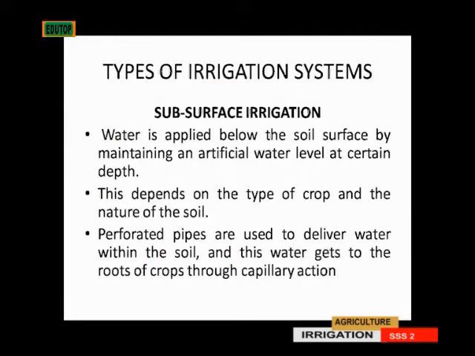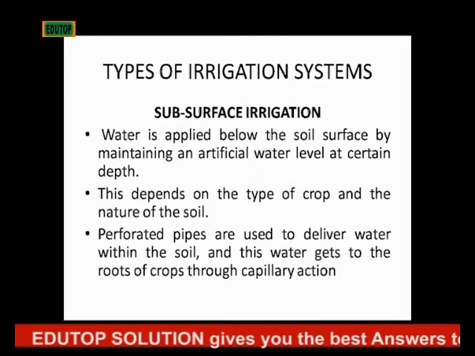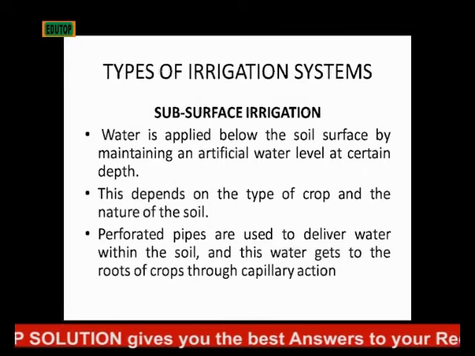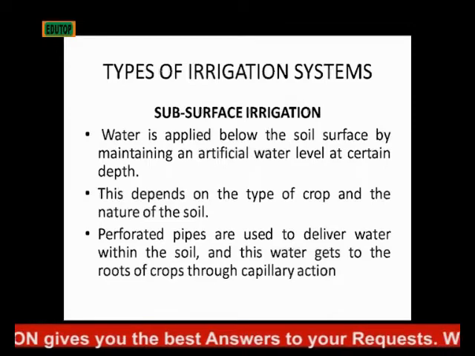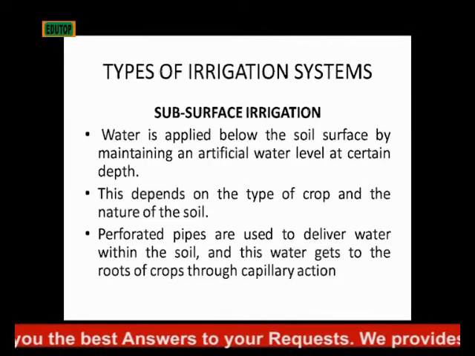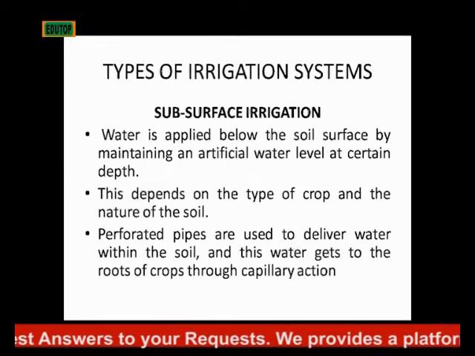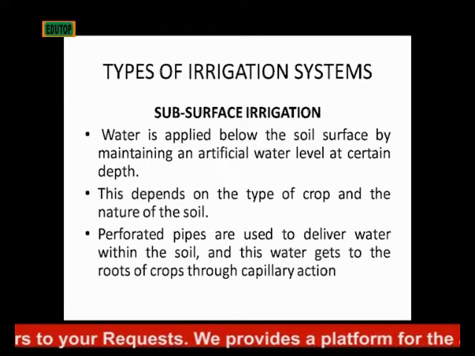Now, the next type of irrigation system is subsurface irrigation system. In this irrigation system, water is applied below the soil surface by maintaining an artificial water level at certain depths. So water is applied below the surface of the soil. Like you use a kind of pipe that the water is coming from underneath. It's not coming on surface like we had in the surface irrigation system.